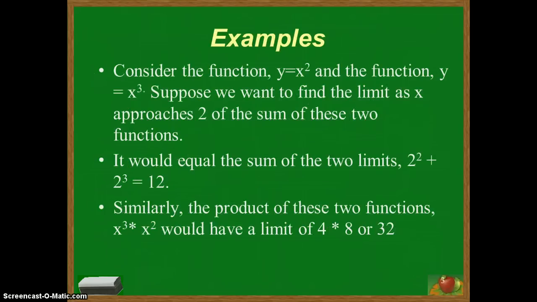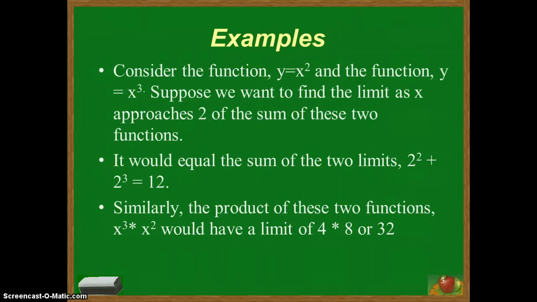Here would be some examples. Let's consider y equals x squared and the function y equals x cubed. Suppose we want to find the limit as x approaches 2 of the sum of these two functions. Well, the individual limits of these two functions would be 2 squared plus 2 cubed, which is 12. Similarly, if we wanted to find the product of these two functions, x cubed times x to the second, which would be x to the fifth, it would just simply have a limit of the product of the individual limits, 4 times 8, which would be 32.